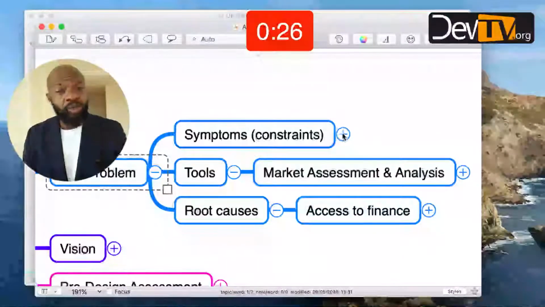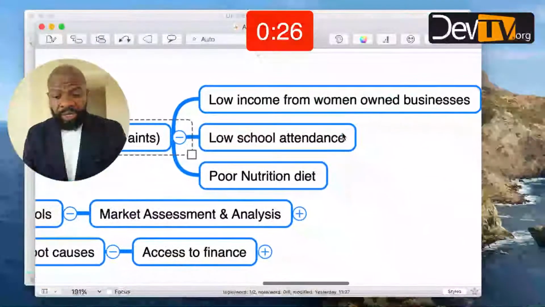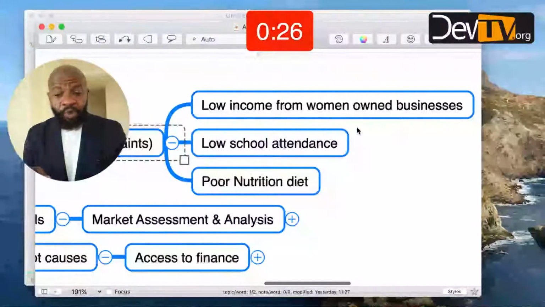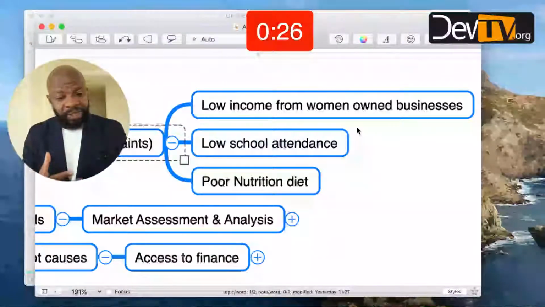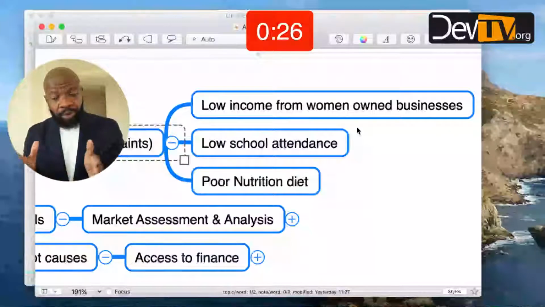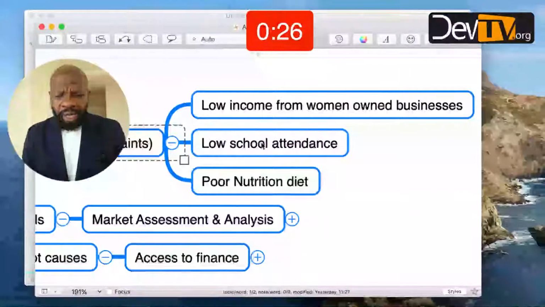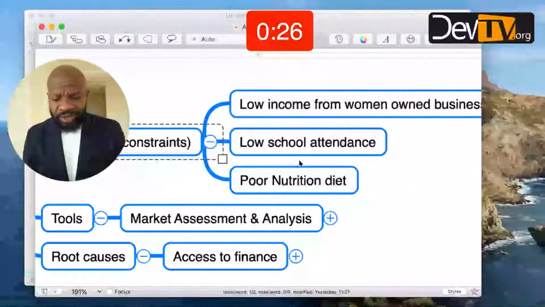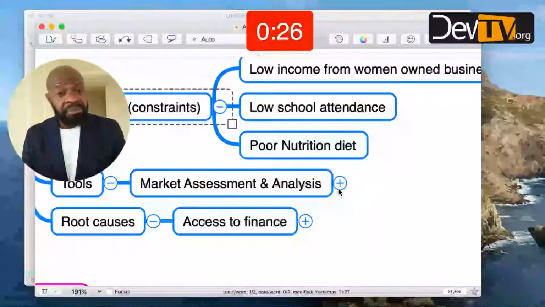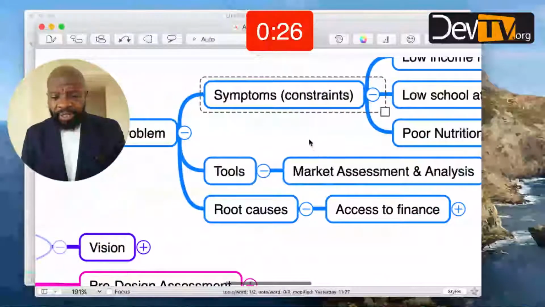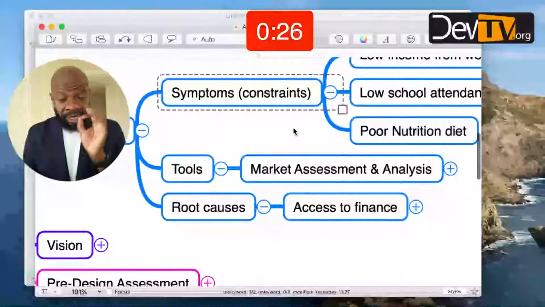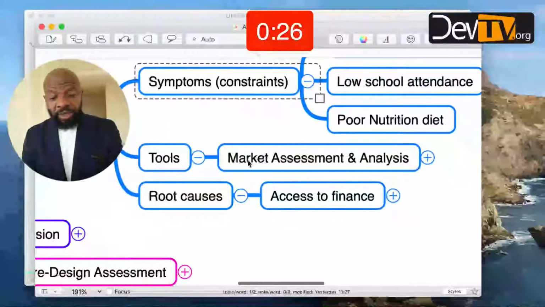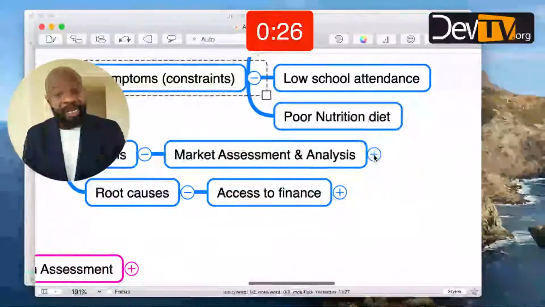The symptoms, which we generally technically call the constraints, are low income from women-owned businesses. So we're beginning to narrow the problem to a particular type of beneficiaries, the women, women-owned enterprises, low school attendance. Those are some constraints that we're putting into the mix. Poor nutritional diet. Those are some issues that we need to think about. So in order to identify the key problem that we might be able to deal with, we then need to do market assessment and analysis.